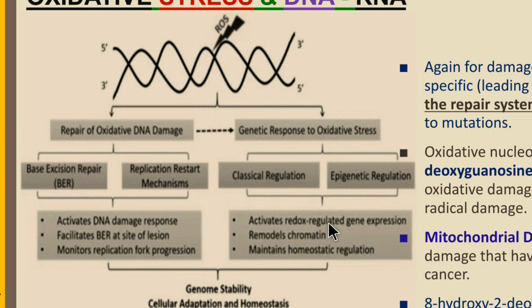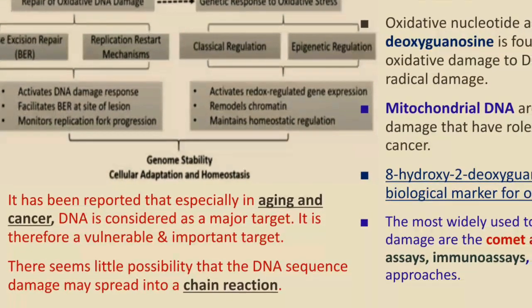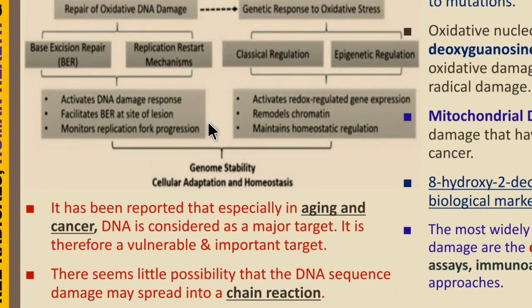Further, it activates redox regulated gene expression and remodels chromatin. Here in this there is no remodulation, there is only the repair. Here the chromatin remodels and maintains homeostatic regulation as per the damage that has been caused. According to that, the homeostatic regulation will be maintained. Further, both the forms can act for genome stability, cellular adaptation and homeostasis as per the changes within them.